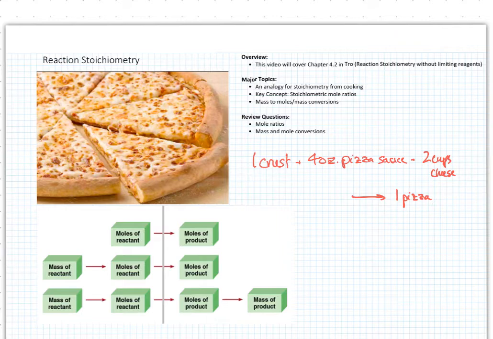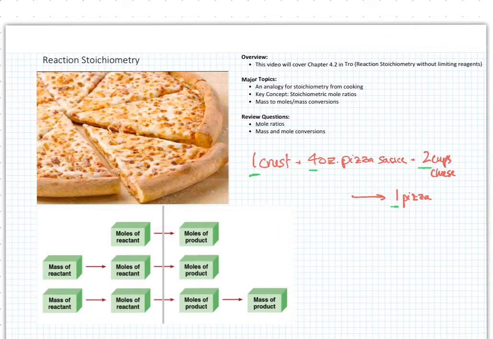And here's the key to this balanced equation. You have a ratio out in front of all these different ingredients to make your final pizza. So there's 1 crust for every 2 cups of cheese, 4 ounces of pizza sauce for every 2 cups of cheese, and 4 ounces of pizza sauce for every 1 pizza.